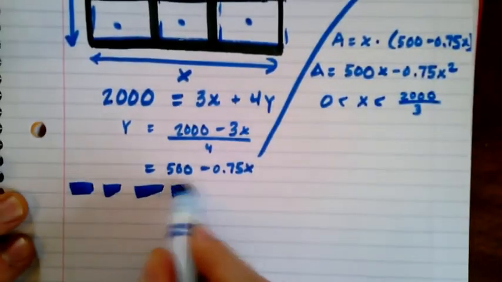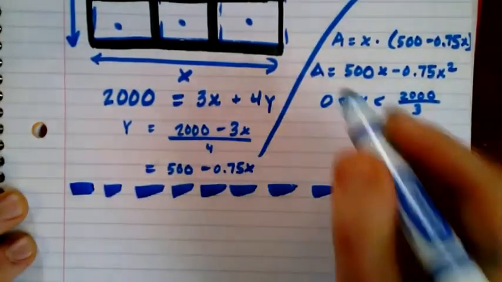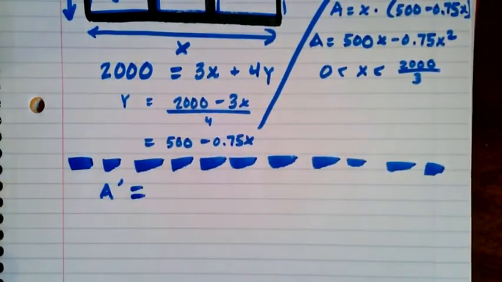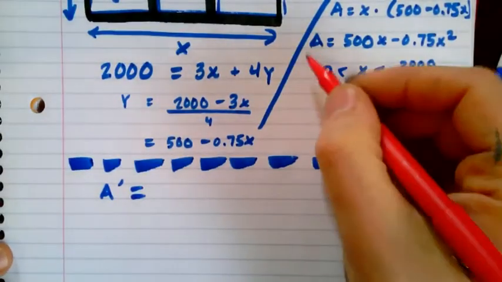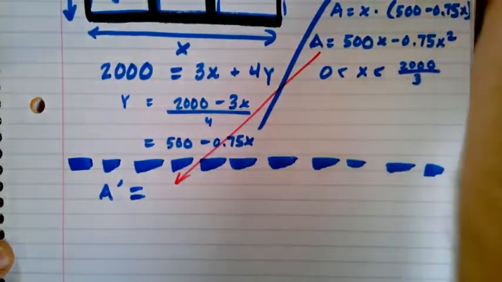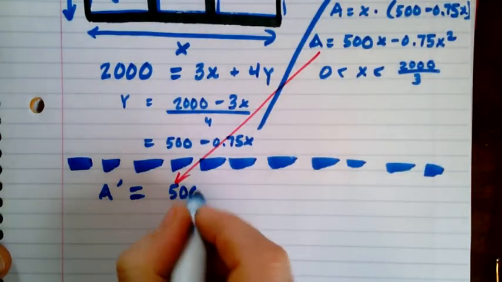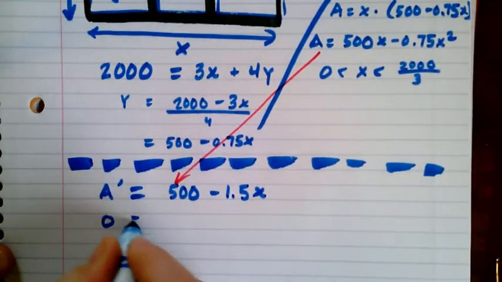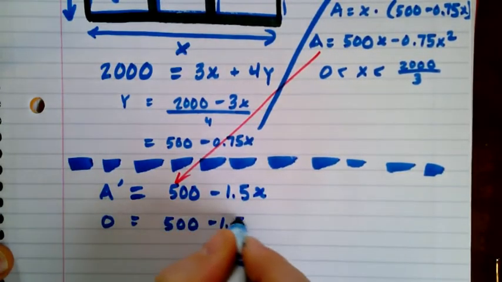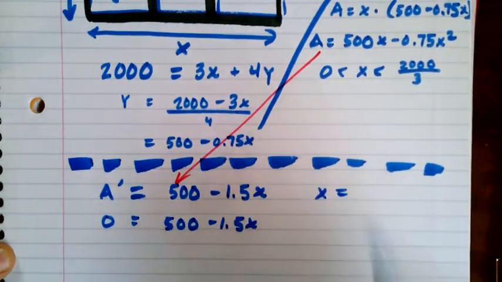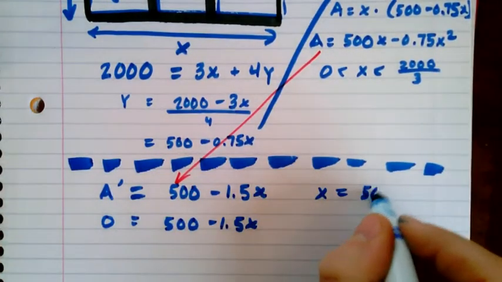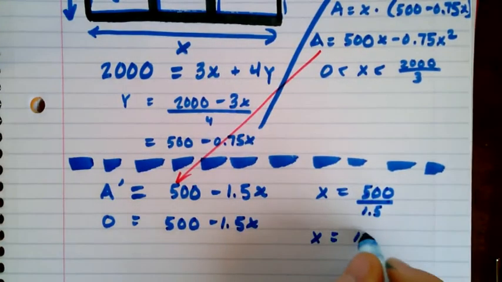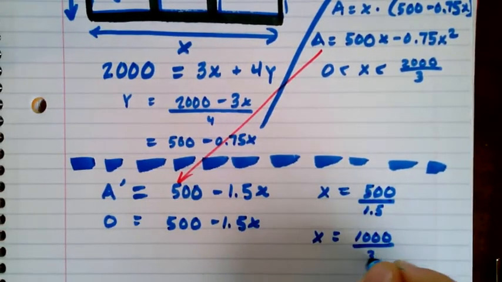I'm getting sloppy here. I need to finish these problems. All right, so here we go. Stage 2. Take the derivative of this guy. You get 500 minus 1.5x. You set that bad boy equal to 0, and you get that x is 500 divided by 1.5, or in other words, that would be 1,000 over 3.